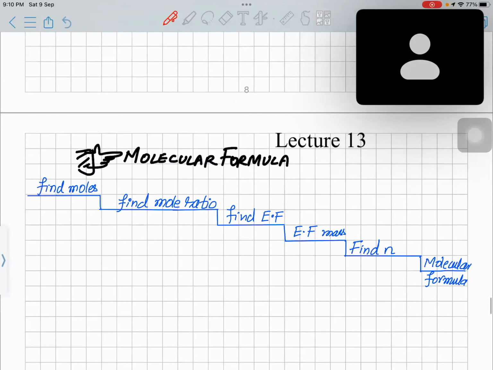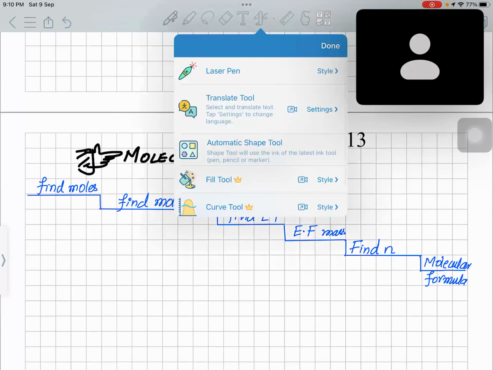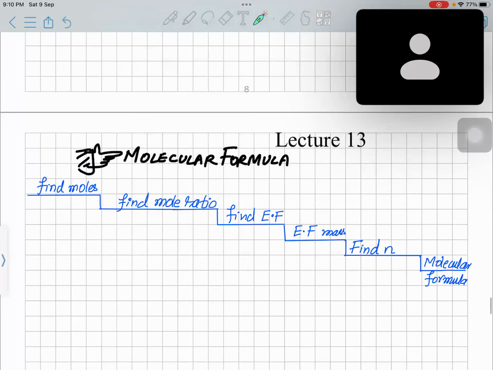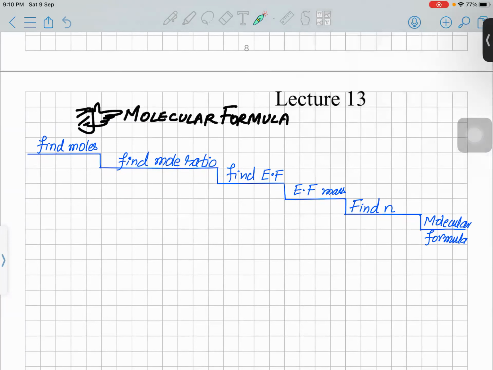Now today lecture number 13. How to find molecular formula. Yesterday we determined how to find empirical formula. Now today our target is how to find molecular formula. These are a few steps to find molecular formula.